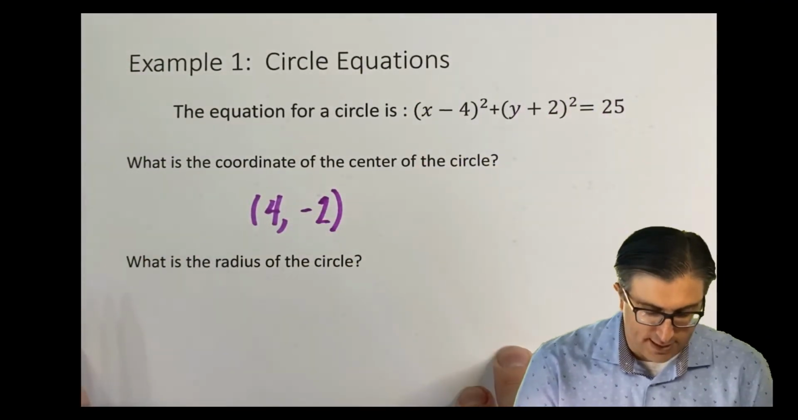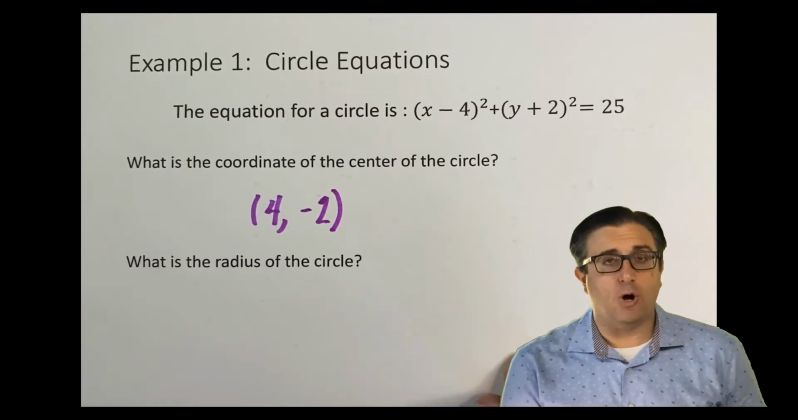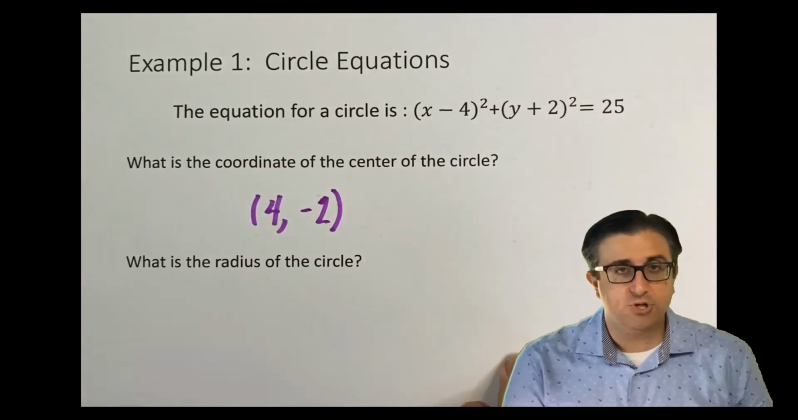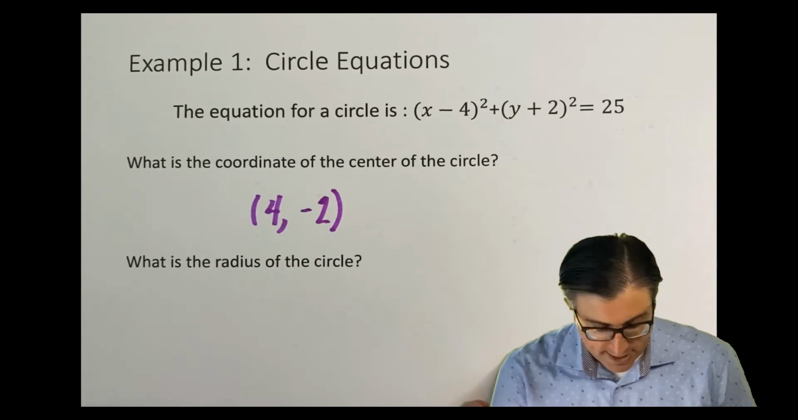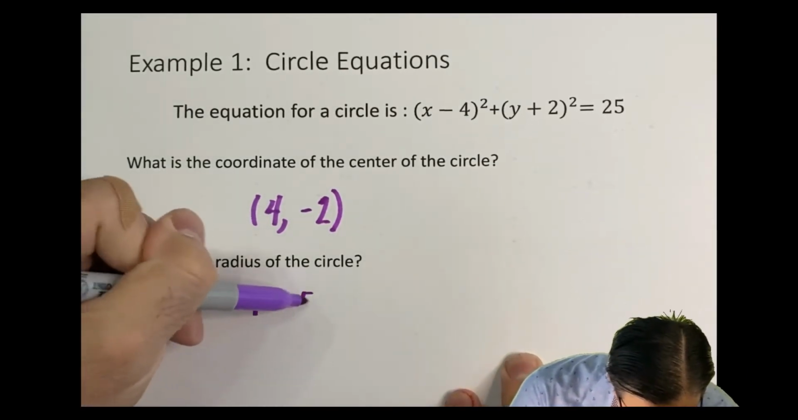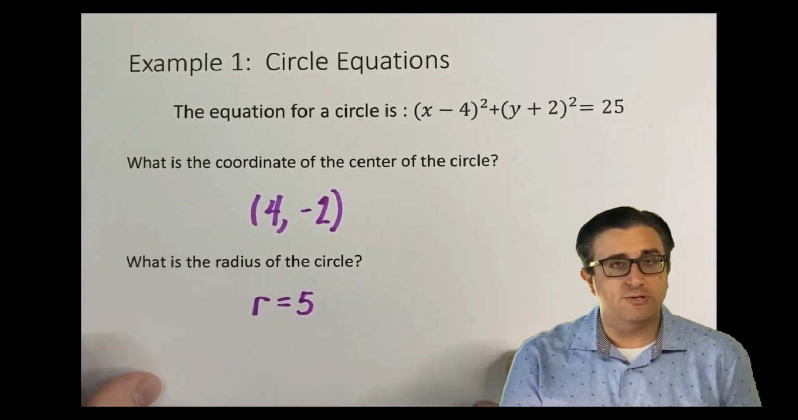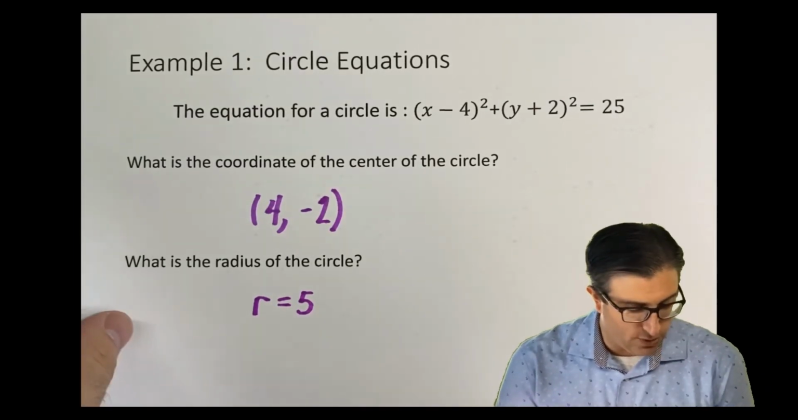Now the radius is not 25. In the formula, that's r squared. So if r squared is 25, that means that the radius is 5. We always take the square root of whatever's in the equation in order to turn it into the radius.